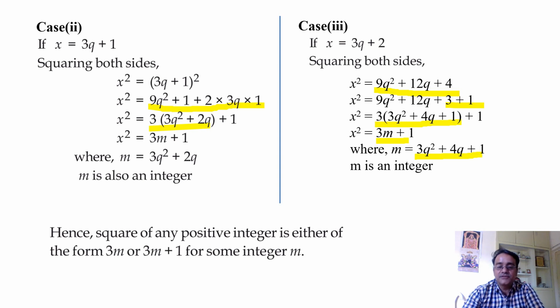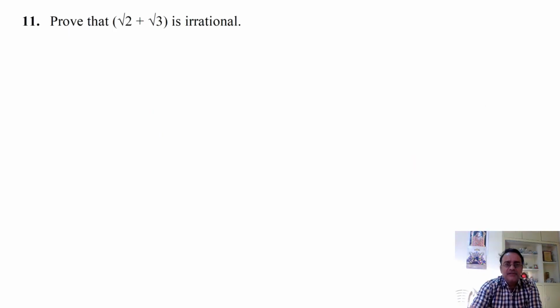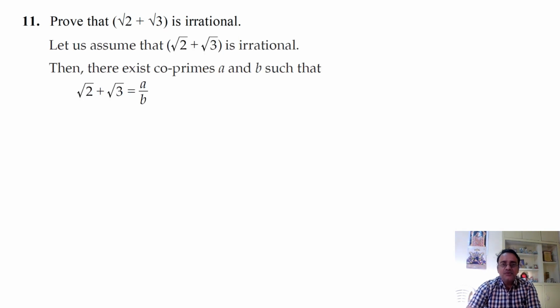Now we'll move towards question number 11. Prove that root 2 plus root 3 is irrational. So I will explain this by using two methods. First I will take up the p by q method. After that I will use the second method which we did in class, right? So let us assume that root 2 plus root 3 is rational. So here we cut this part, okay?